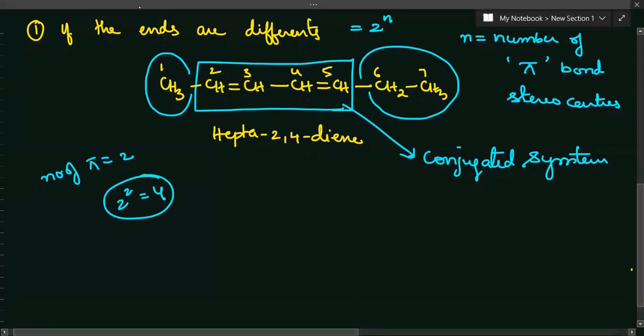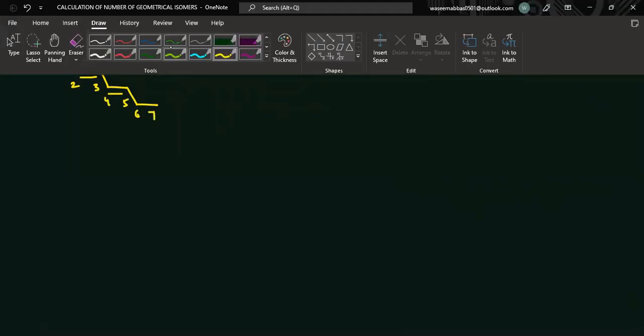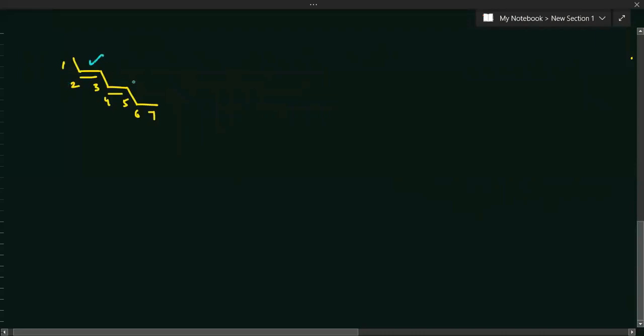Now what are these 4 isomers? If I want to write them, how can I write them? See, first of all, I can represent that molecule in this way: 1, 2, 3, 4, 5, 6, 7. So what are the positions of the double bond? The positions of the double bonds are 2 and 4, right? At the second position, it looks like a trans. Or I can also say it's an E form, right? So I'll represent it as 2E.